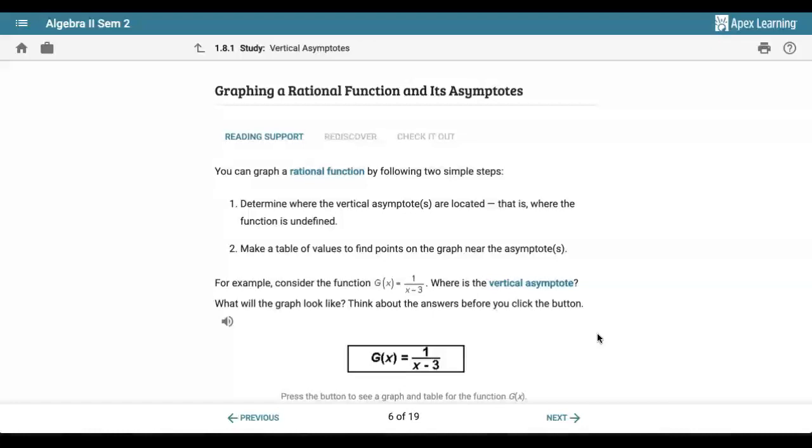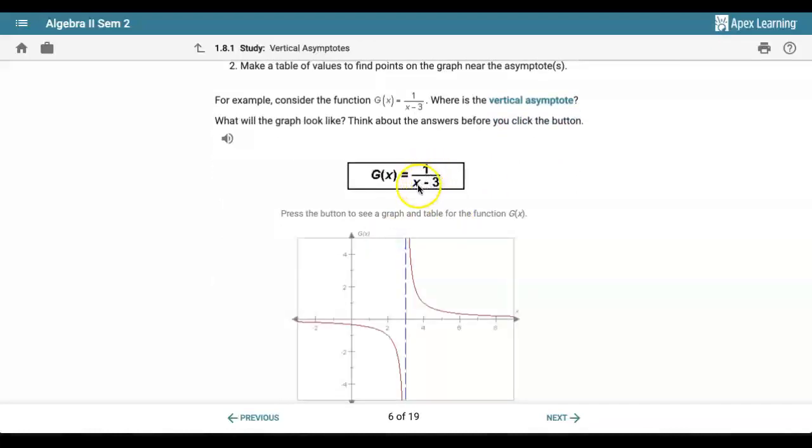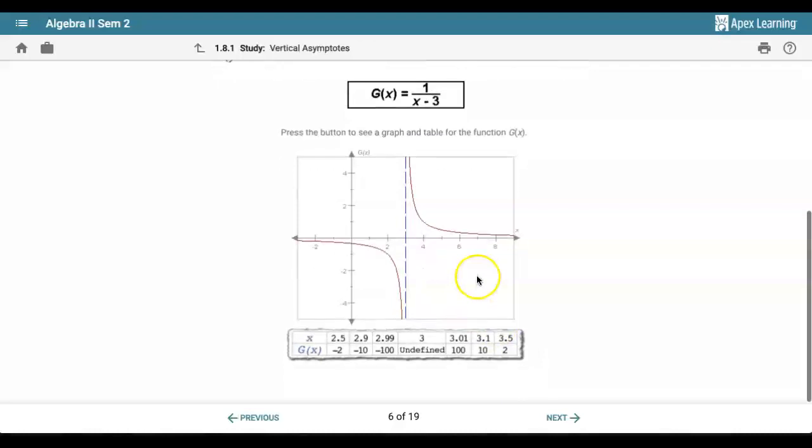How do we graph these, or what would this look like? It's pretty simple, or at least hopefully I think it's simple. There are 2 steps. Figure out where the vertical asymptotes are and draw them. Then make a table of values to find points on either side of that vertical asymptote. So for example here, I have my graph, and my vertical asymptote is clearly going to be at x equals 3. Then I would pick some values to the left and to the right and figure out what those values would equal, and I'd be able to draw a general shape of my graph.